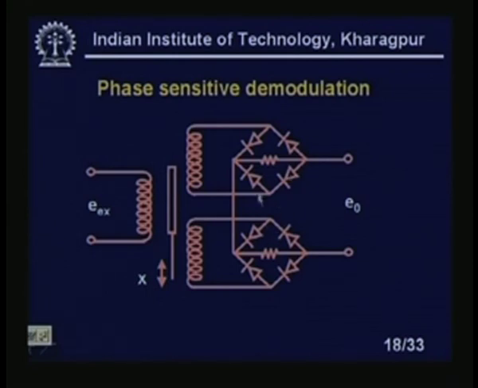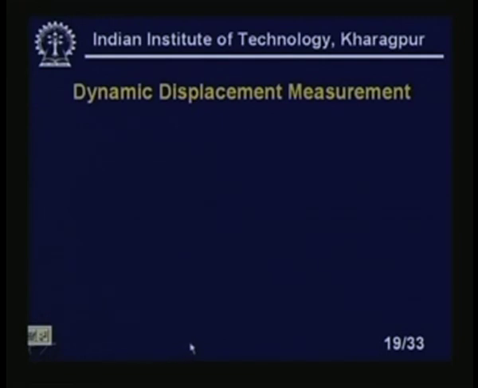If I make this algebraic sum, then what will happen? You will find that the polarity of the output voltage will depend on the position of the core, that means whether the core is above null or below null, right. If it is above null, it will be positive, if we assume positive. If the core is below null, it will be negative, right. So, this is a phase sensitive demodulation circuit.